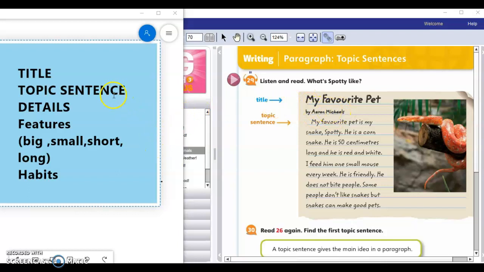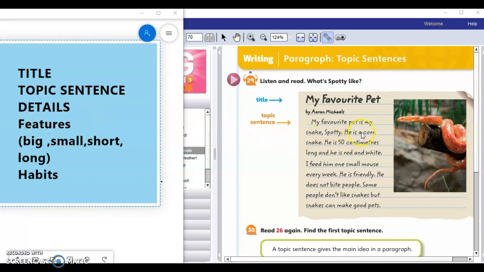And then we have the topic sentence, which is the sentence that gives the main idea in a paragraph. And in our case, the topic sentence is, "My favorite pet is my snake Spotty," which gives us information about what the animal is and what its name is. After that, we have details.